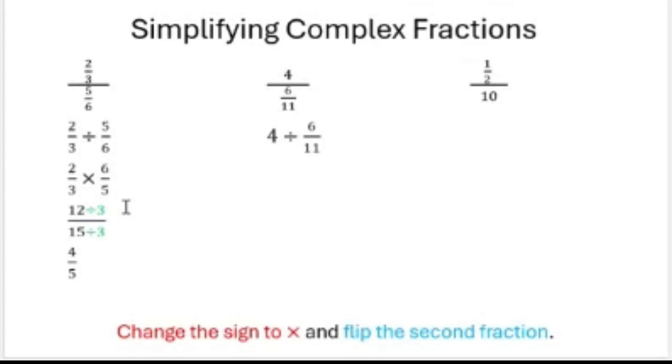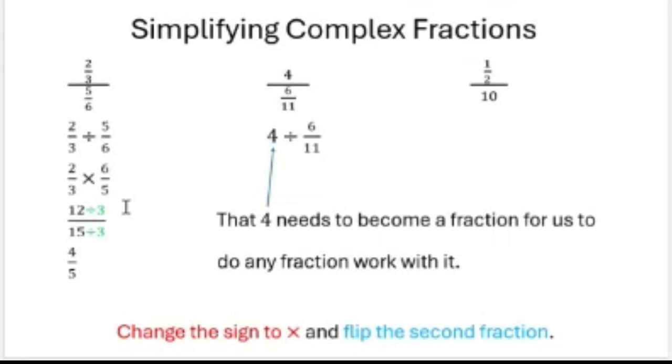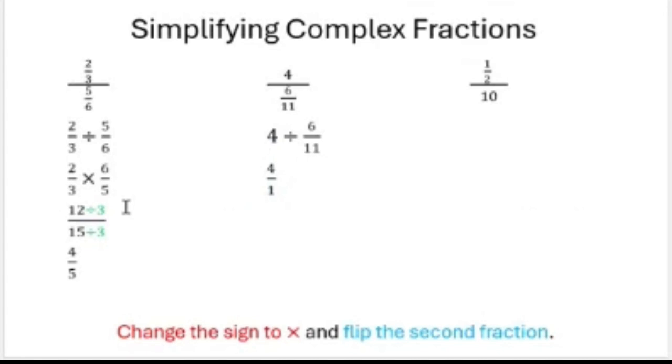All right, so 4 over 6/11 actually means 4 divided by 6/11. Let's follow our rule, change the division to a times sign. Oh, sorry, I lied before we get there. We can't do anything with fraction work until everything is a fraction. So that 4 has to become 4 over 1 before we can do anything. So the whole number 4 becomes 4 over 1. Now we apply our division rule, change it to multiplication, and flip the second fraction.